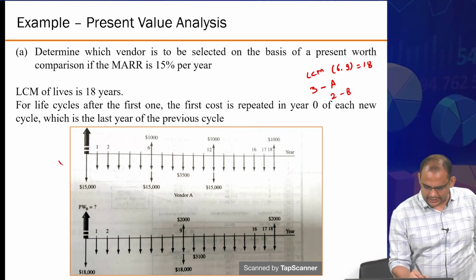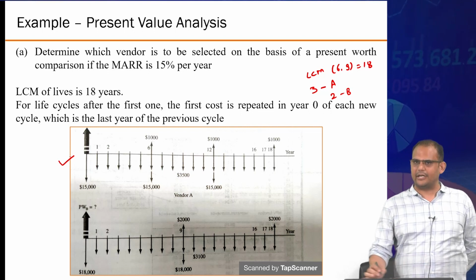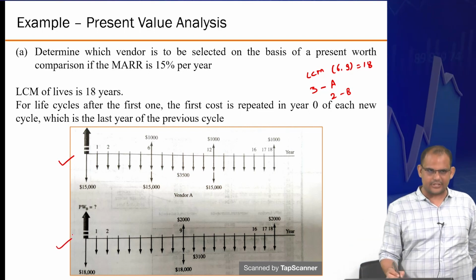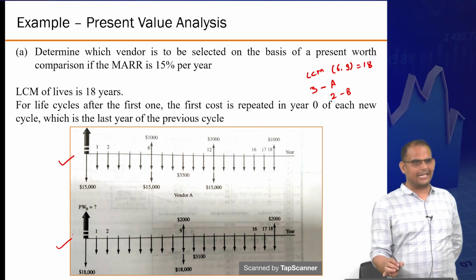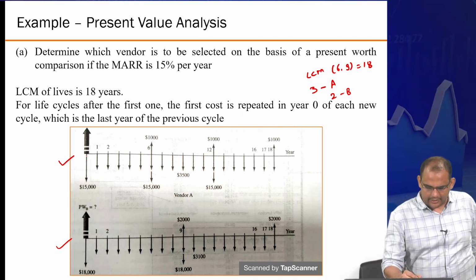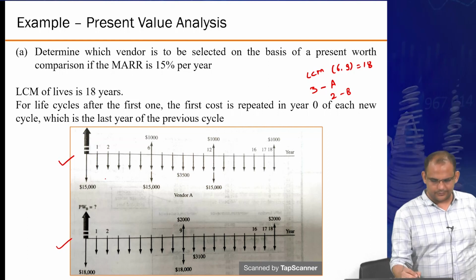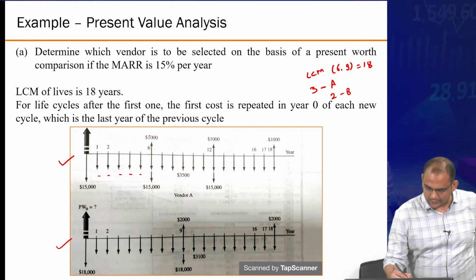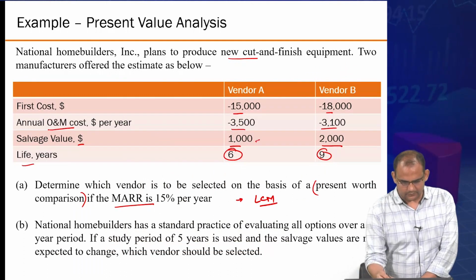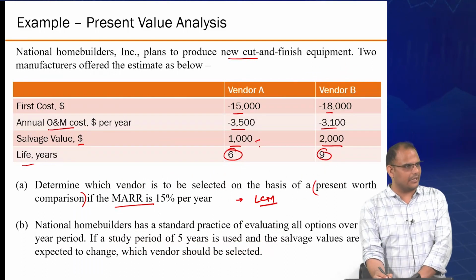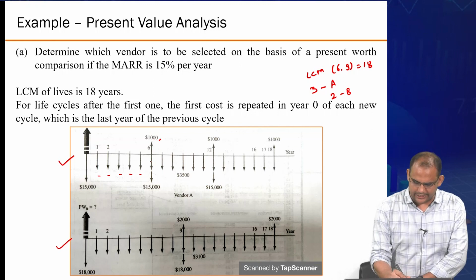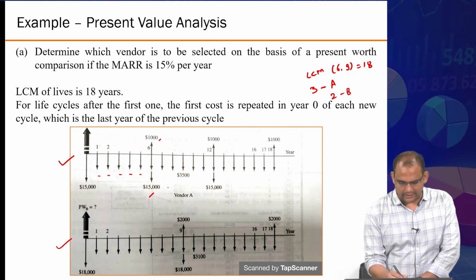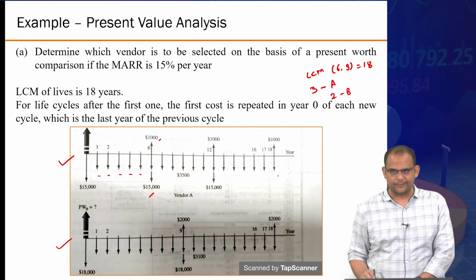So, the full cash flow series of alternative A for the 18 years is shown here, and the full cash flow series for alternative B for the 18 years is shown below, right? 15,000 at year 0. This is the annual maintenance amount. $1,000 is the salvage value that you are getting at the end of year 6. That comes here. You are again investing $15,000, converting the cycle and so on.